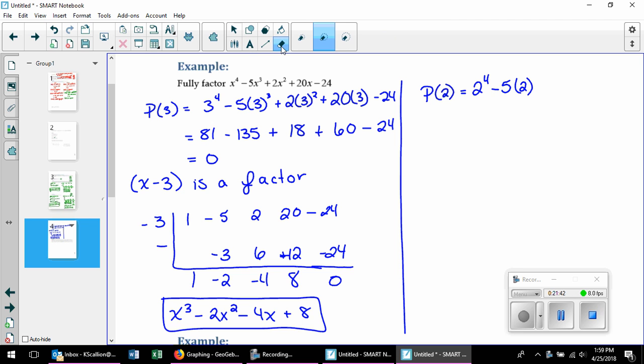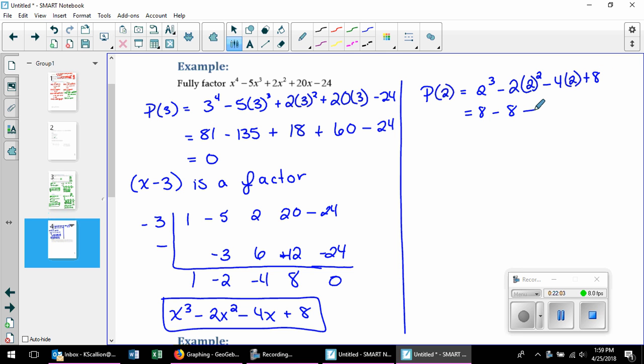Oh, geez. Where am I subbing it into? Am I subbing it into the original? No. I'm subbing it into the other one. Oh, I definitely almost screwed that up. Okay, so we found 2 factors so far. We found this is a factor and this is a factor.